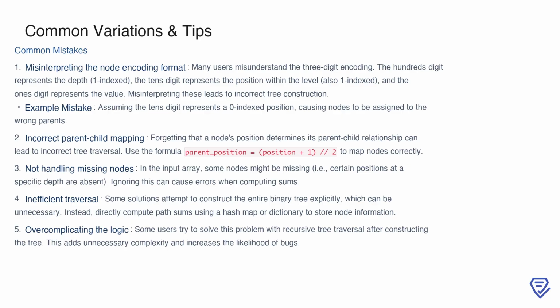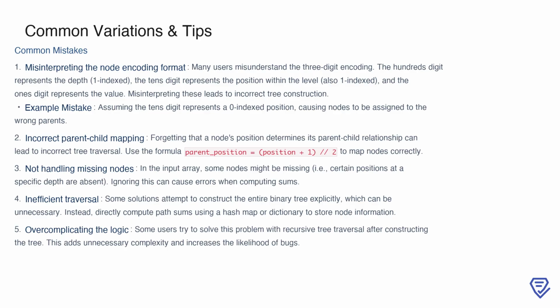This brings us to the second common mistake, incorrect parent-child mapping. A node's position determines its parent, and you can calculate this using the formula parent_position equals (position plus 1) / 2. If you don't apply this formula correctly, the tree structure will be inaccurate. Another area where mistakes happen is handling missing nodes. The input array might not include all possible positions at a given depth, so you need to account for these gaps when calculating path sums.